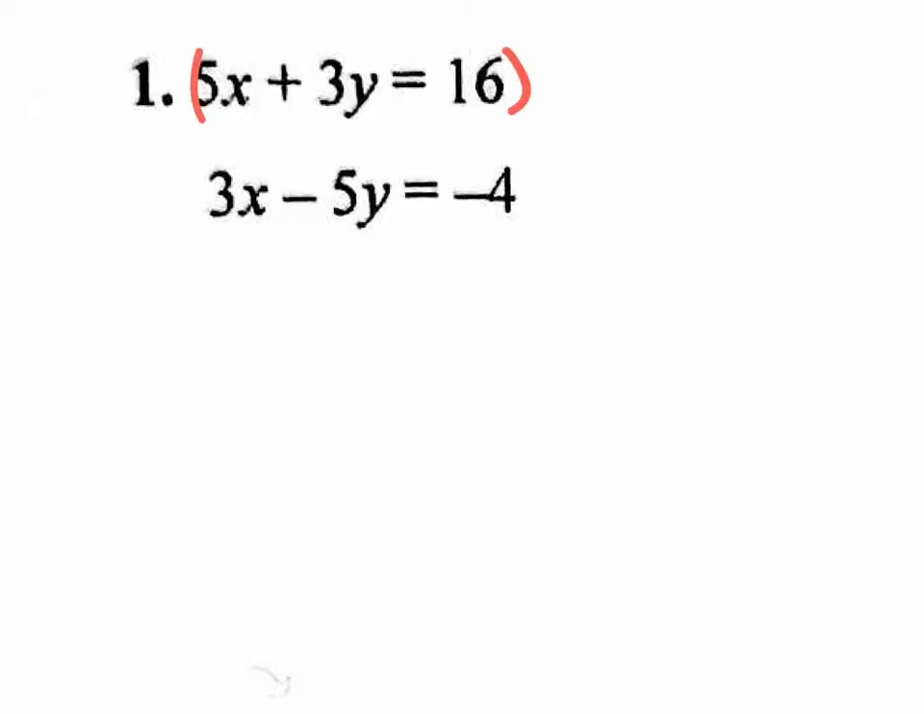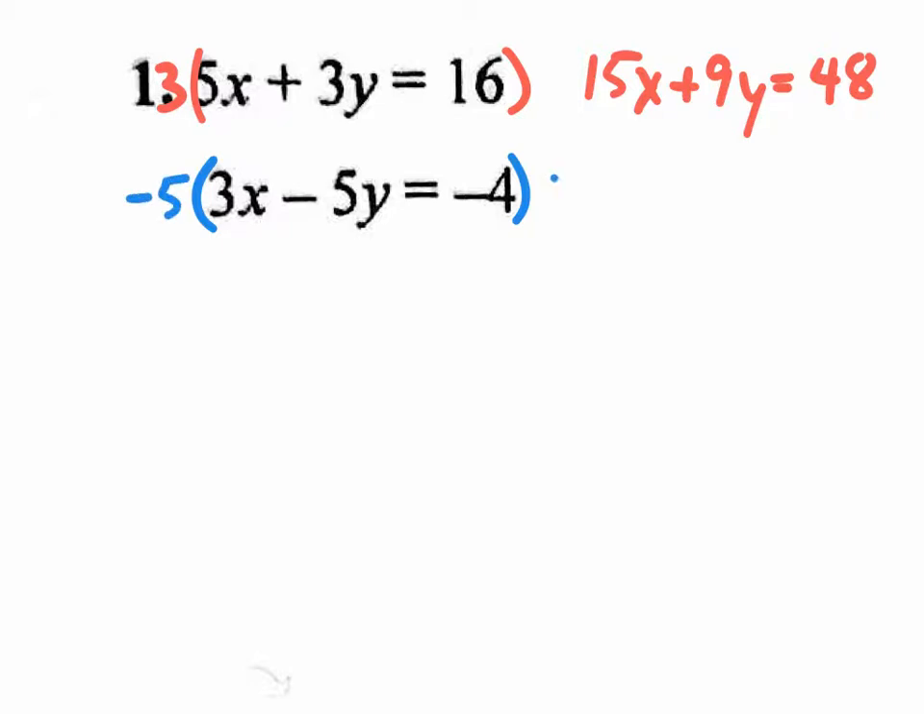So in order for the x's to cancel, you're going to have to make that top 5x become 15x. So you're going to multiply by 3. That way you'll get 15x plus 9y equals 30, 18, 48. And the bottom equation, you're going to have to multiply everything by what? If you want the x's to cancel by negative 5, that would be a negative 15x. It'll be a positive 25y, and it'll be a positive 20.